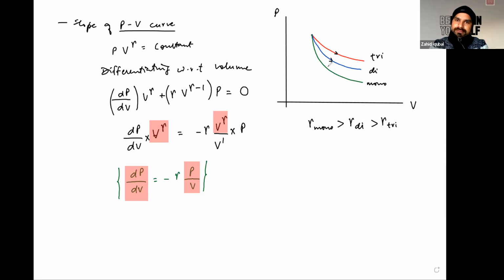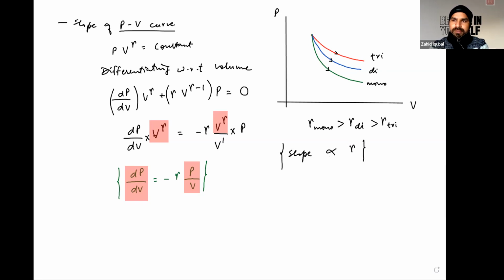Fatima, is it clear? Yes, sir. Why is it so? Yes. So from this, we can say slope is directly proportional to gamma. So the greater the value of gamma, the more stiffness it will have. Hence, monoatomic will be at the lowest point, then diatomic, then triatomic.